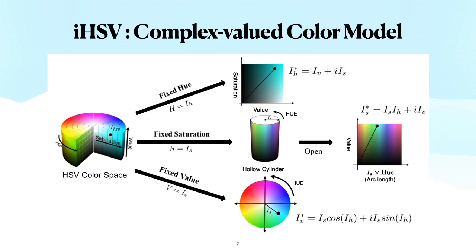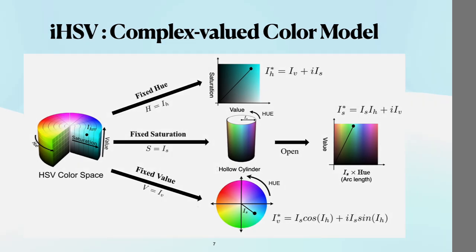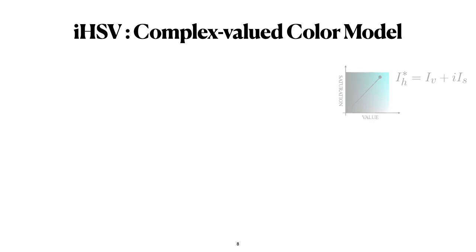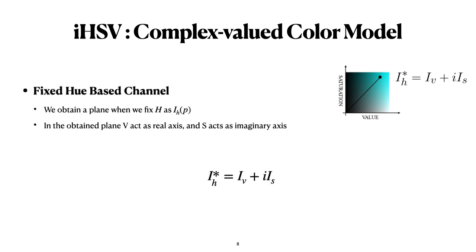If we keep each dimension constant at a time, we can obtain 3 different Argand planes. So each pixel P in HSV color space can be located in these 3 Argand planes. Let's see how. In the first case, when we keep hue constant, we obtain a 2D Argand plane where value and saturation are variable. Value represents the real axis and saturation represents the imaginary axis of the Argand plane. So the pixel P in this plane can be represented as IV plus IIS.